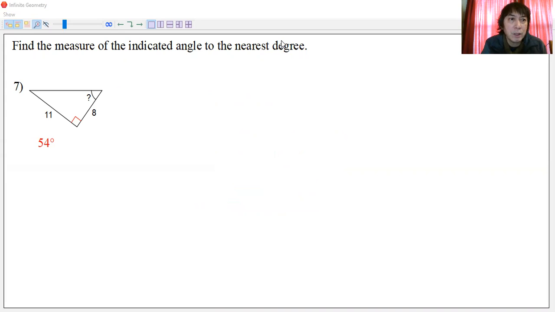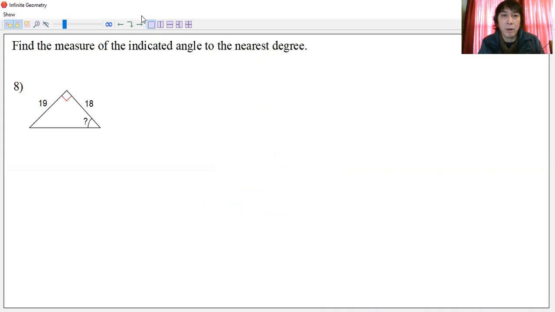Let's have number 8. Okay, here's number 8. Our angle with a question mark is over here. We're supposed to find the measure of that angle in degrees. What do we have as sides? We don't have the hypotenuse. So we have the adjacent side with the measure of 18, and the opposite side with a measure of 19.